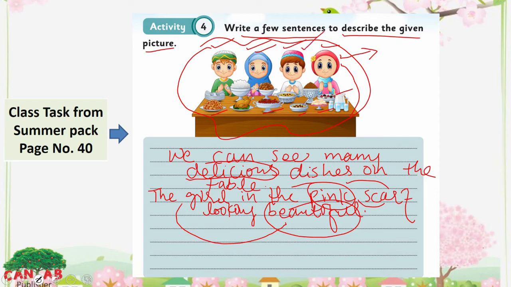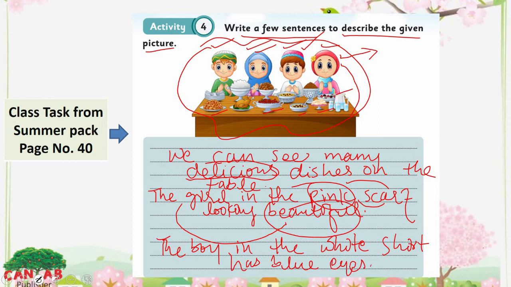Let's describe this boy here. The boy is wearing a white shirt and has blue eyes. Can you see? He's wearing a white shirt and having blue eyes. We have 2 adjectives in this sentence. White, which is describing the noun shirt, and blue, which is a color, describing the noun eyes.